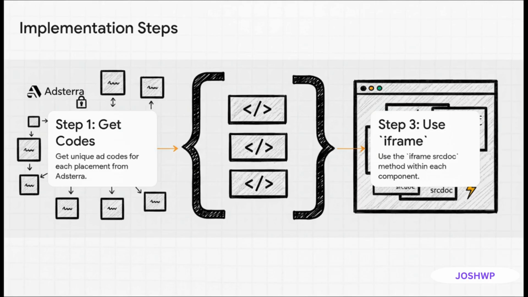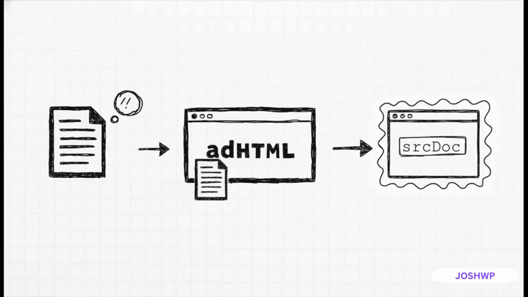Second, back in your React project, you'll create a dedicated component for each one of those ads. And third, inside each component, we're going to use our shiny new iframe srcDoc technique. You're going to be surprised at how simple the actual code is. You literally just create a variable, maybe call it adHtml, and make it a string. Inside that string, you put a tiny, bare-bones HTML document. Then right inside the body tag of that document, you paste the entire ad script you got from Adsterra. That's it. Then in your component's return statement, you render an iframe, and you pass that whole ad HTML string right into the srcDoc prop. The iframe does all the heavy lifting.